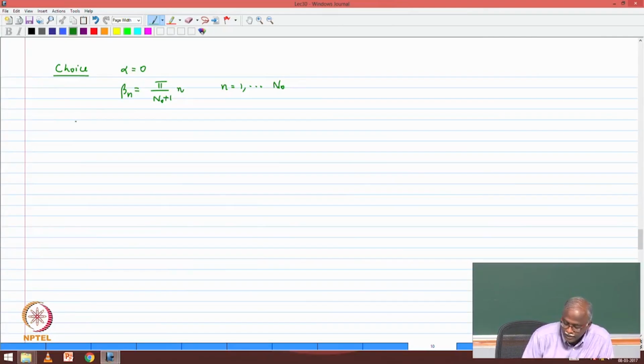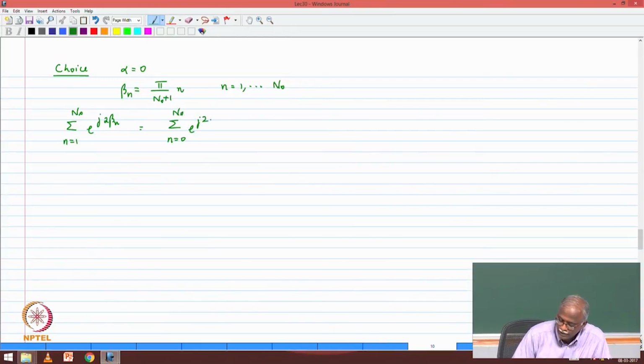The result is, if I do summation n equal to 1 through n naught e power j 2 beta n, notice it is in the form of a geometric series. The summation is quite easy, except that the starting term is not 1. So to compensate for that, I am going to say n equal to 0 through n naught e power j 2 beta n. I introduced n equal to 0, which means that I have to subtract the first term, minus 1. So basically these two are equivalent. Write down the result of the geometric series. There are n naught plus 1 terms.